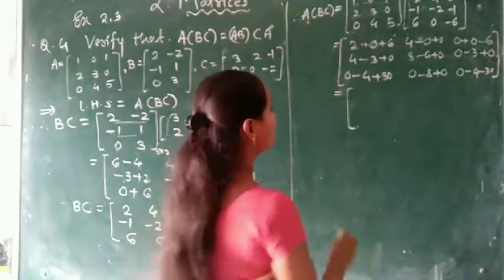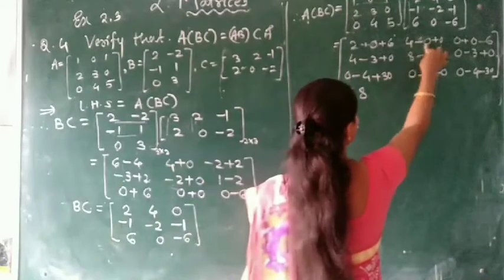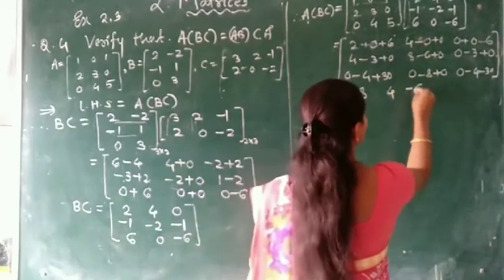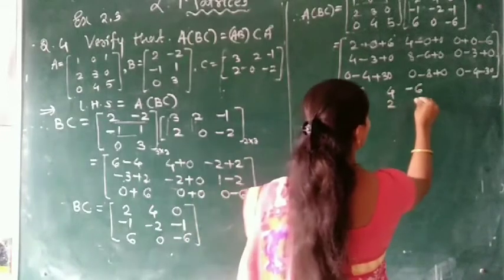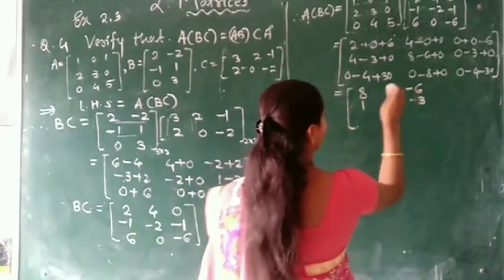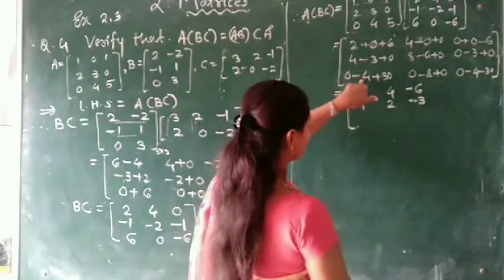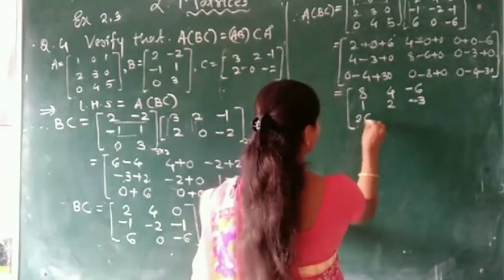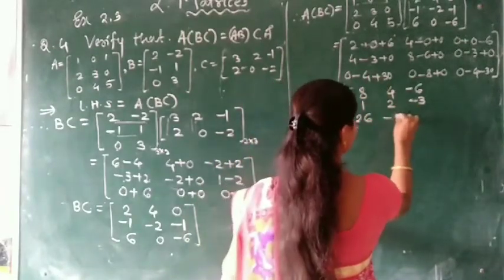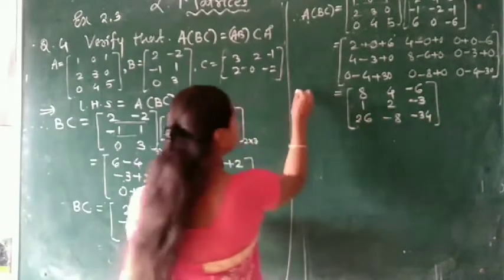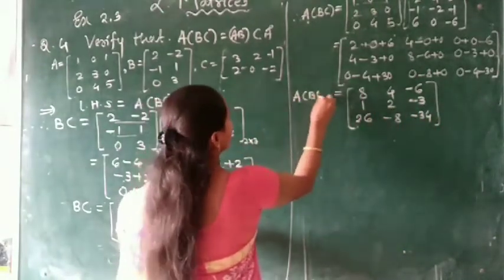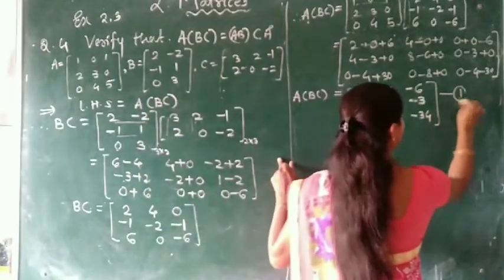So write 2 plus 6, 8. 4 minus 0 here, 4. Minus 6. 4 minus 3, 1. 8 minus 6, 2. And 0 minus 3, minus 3. Minus 4 plus 30, that is 26. Here minus 8. And minus 4 minus 34. So this is our left hand side, A into BC, say equation number 1.